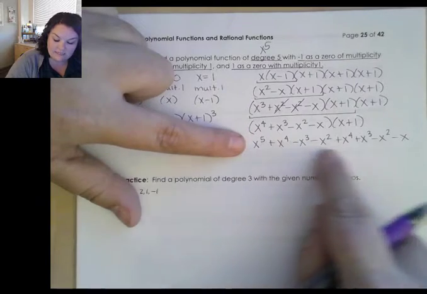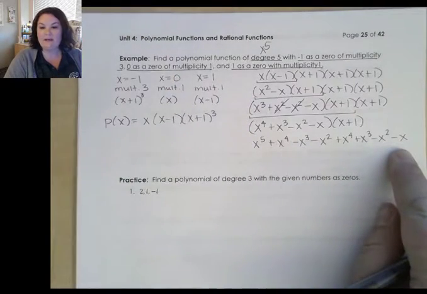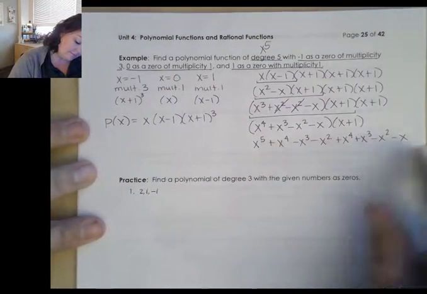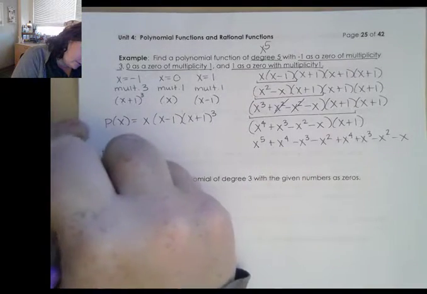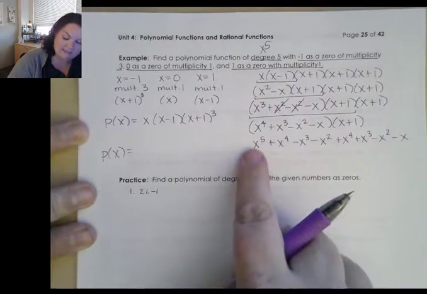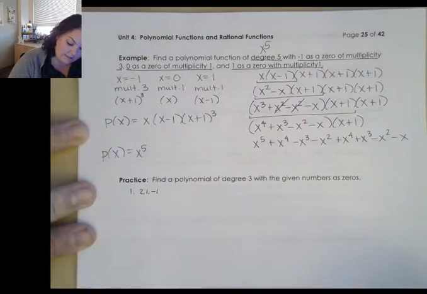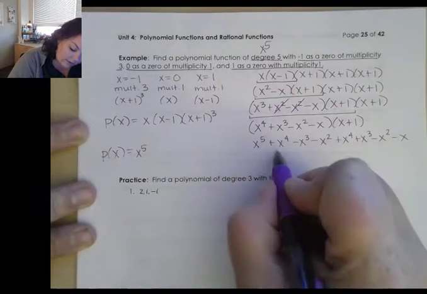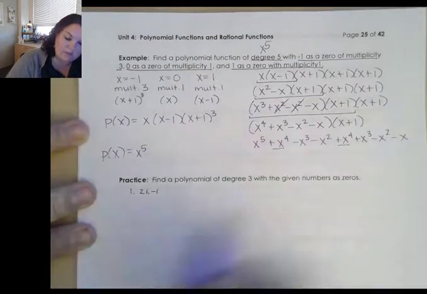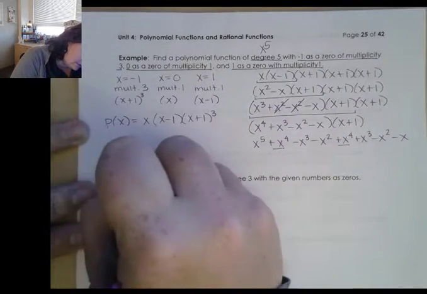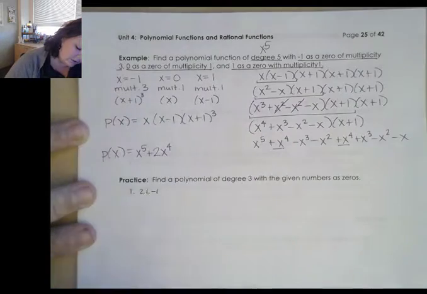Okay, so this is my polynomial. I just need to combine my like terms. So this means I end up with p of x is equal to, my highest degree term is x to the 5th, right? And then x to the 4th, I have a positive x to the 4th and a positive x to the 4th, which is going to give me 2x to the 4th.